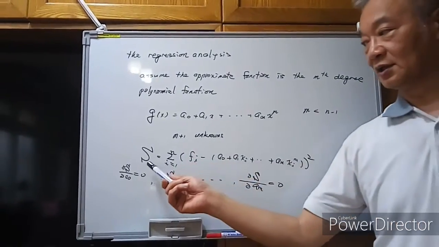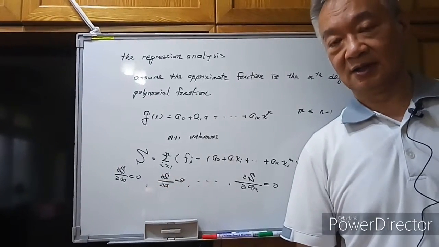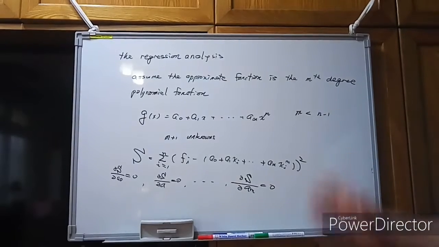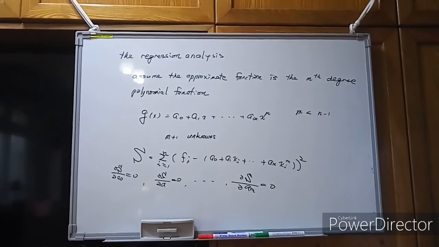How can we determine these approximate functions? Okay, you can print the screen, and I will erase it.